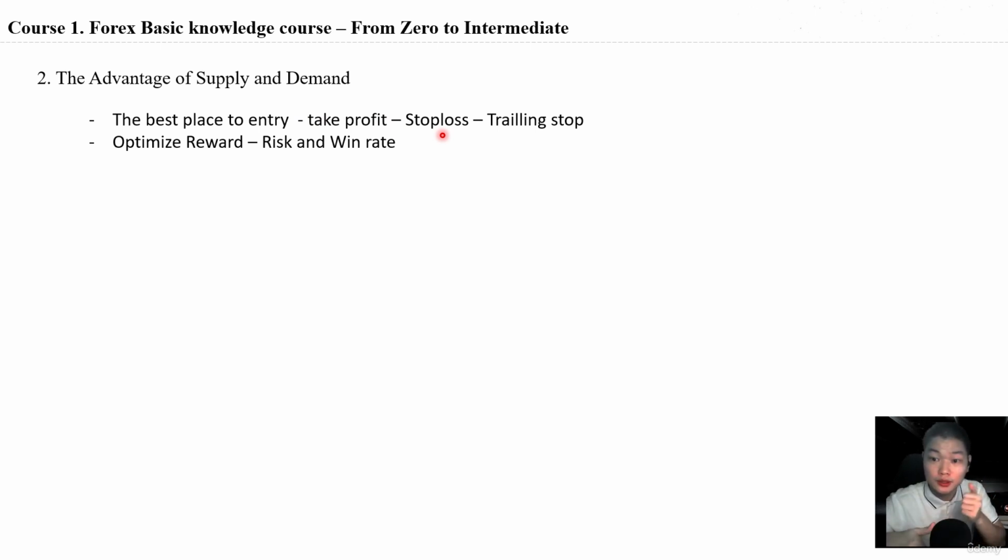It is very useful for risk management while trading. You also saw how important the supply and demand zone is in the last videos. And the next one is that supply and demand zones can help you optimize the reward per risk ratio and improve the win rate a lot. And I'll give you some examples for you to understand more about the two types of supply and demand and the advantages of supply and demand.